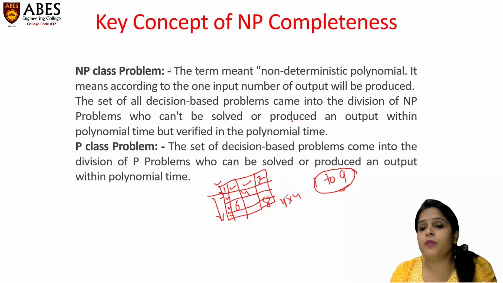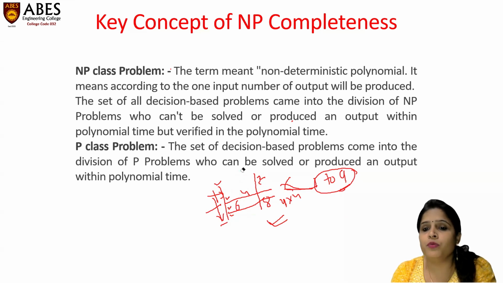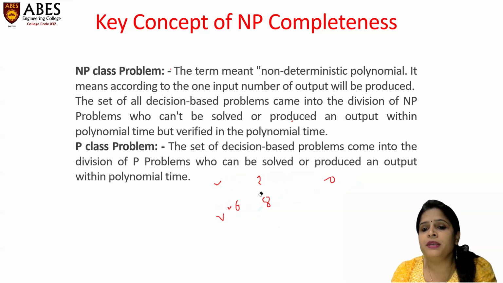To solve this problem is not possible in linear time. It will take exponential time to fill this puzzle. But we can verify the puzzle in polynomial time, because for verification we just check the row numbers and column numbers, whether the same entry is available or not, then for the next row, the next column. So its verification is possible in polynomial time but it cannot be solved in polynomial time. These kinds of problems come in the category of NP class problem. I hope you understand.